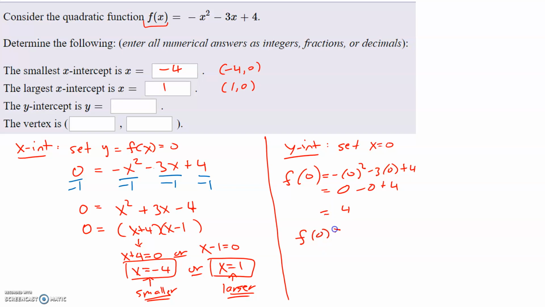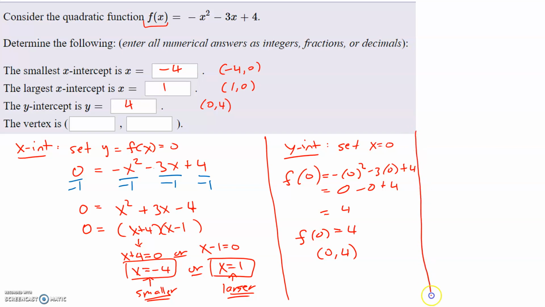So f of 0 equals 4, meaning when the x value is equal to 0, the y value is equal to 4. So the y-intercept is y equals 4, and the ordered pair, which they don't ask you for, is (0, 4).